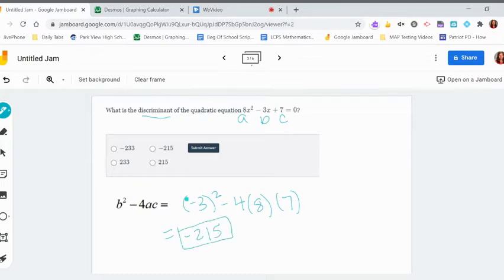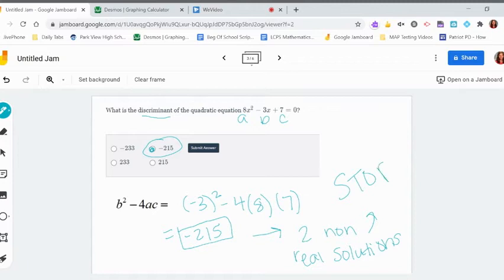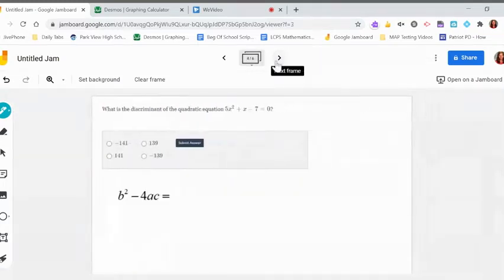All right, and you can see multiple choice. That one's right here. Okay, so if we were to continue, this one has 2 non-real solutions. You have to stop here. You're going to stop. You cannot continue. If you get a negative discriminant, you cannot continue with the quadratic formula. It's impossible. All right, let's look at another example.